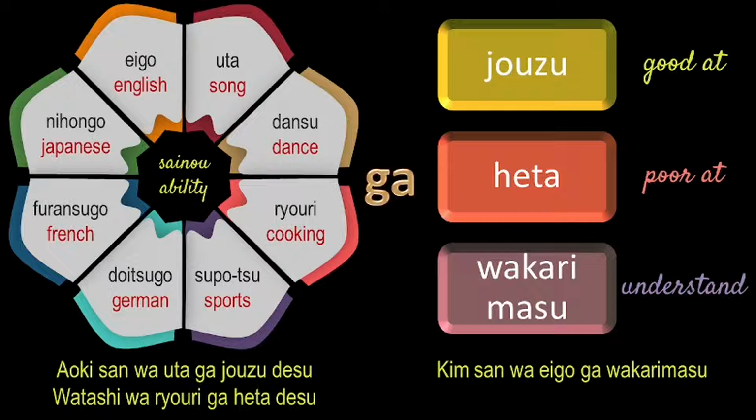To say I don't understand German, let us replace Kim-san with watashi, eigo with doitsugo. And let us use the negative of wakarimasu, which is wakarimasen. So the Japanese sentence will be Watashi wa doitsu go ga wakarimasen. I hope the usage is clear.